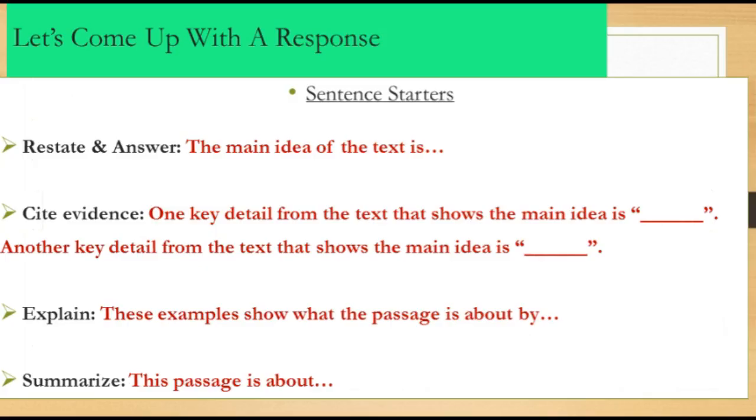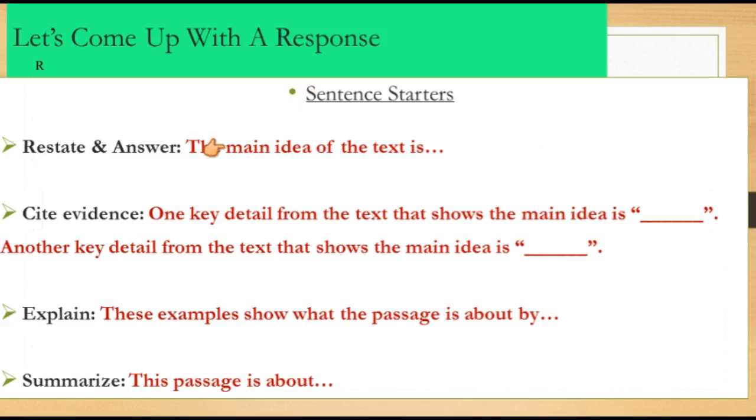Now let's go and follow the RACES strategy. Remember that RACES stands for: R, restate and answer the question. C, cite evidence from the text. We need to go back in and get information from the article that proves that what we said is the correct answer. You need 2 pieces of evidence for this. And then, in your own words, you're going to explain how this evidence supports your answer. So this is really where your own words come into play.